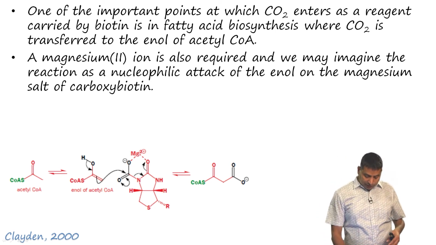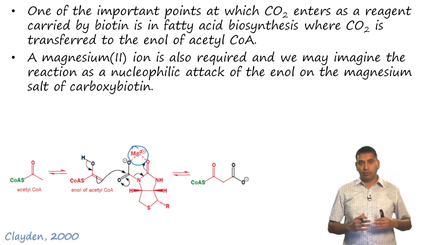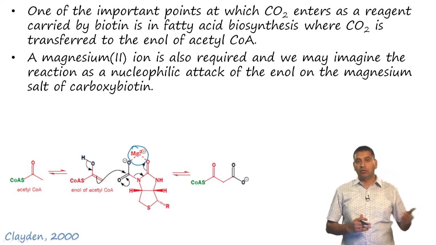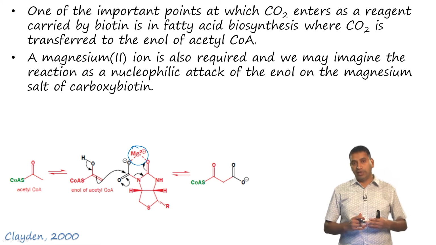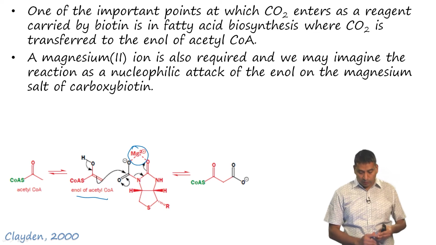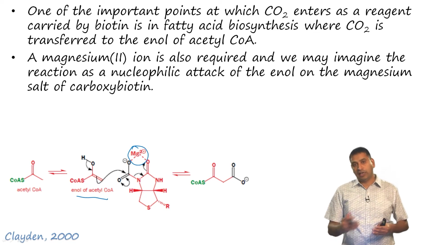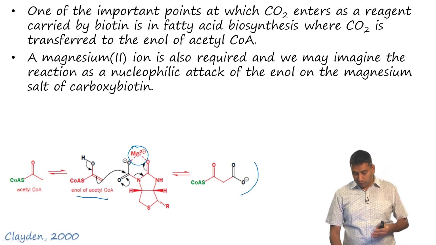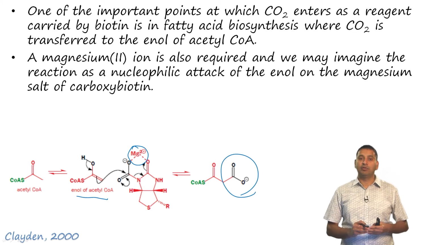So, what we would expect is that magnesium would form some sort of a chelating arrangement as shown here. We just looked at acetyl-CoA being an excellent enol transferring group, and so you can form the enol of acetyl-CoA, which then reacts with this carbon dioxide and produces this type of a product.